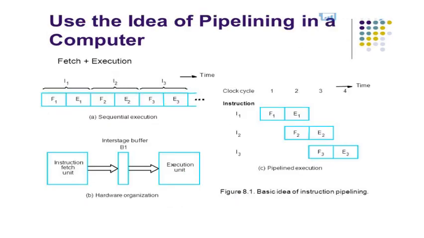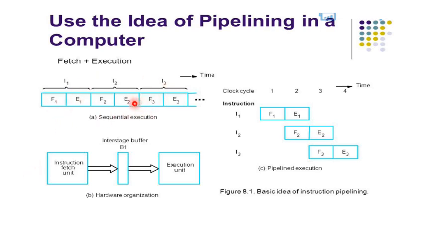Consider how the idea of pipelining can be used in a computer. The processor executes a program by fetching and executing instructions, one after the other. Let Fi and Ei refer to the fetch and execute steps for the instruction Ii. The execution of a program consists of a sequence of fetch and execute steps, as shown in the figure.